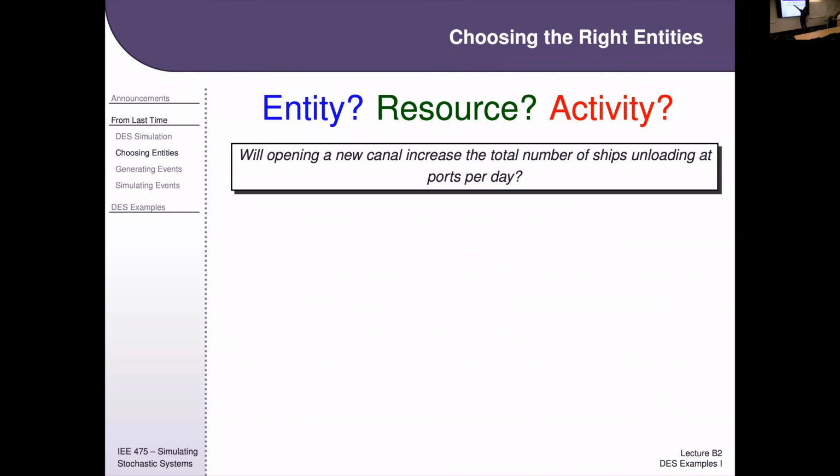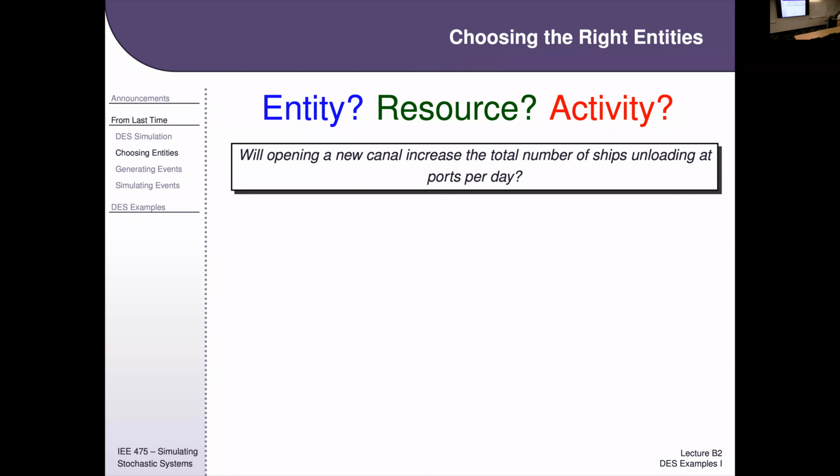Will opening a new canal increase the total number of ships loading at ports per day? So here, what's a resource for this question? Instead of asking about an entity, I'll ask what a resource is. So for this research question, what do I definitely need as a resource in my model? What is the major bottleneck that is going to delay my entities? Yeah. So the routes are important. I could view the routes as a resource, because I could say that there's only 5 routes and you got to get on one of them, and whenever one route is saturated, then you got to wait to get on that route. So that could be one way to go.